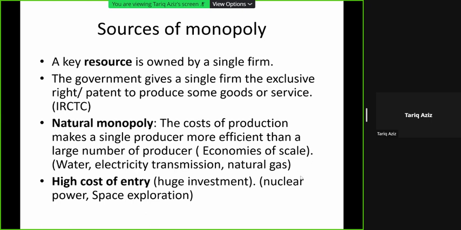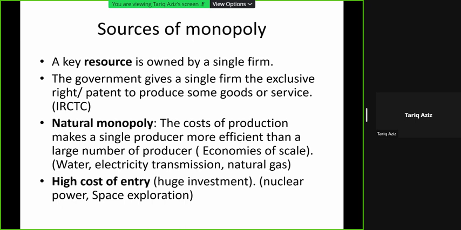Similarly, in the case of natural gas or the refinery industry, a petroleum refinery may be one example, because the capital investment is very huge. And this is also related with the third point, that is high cost of entry. Sometimes the nature of the business is such that the initial investment required to start a business of that nature is very huge, and that huge investment itself is a barrier to entry.